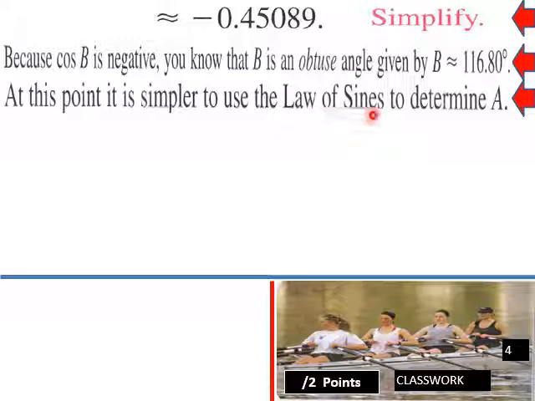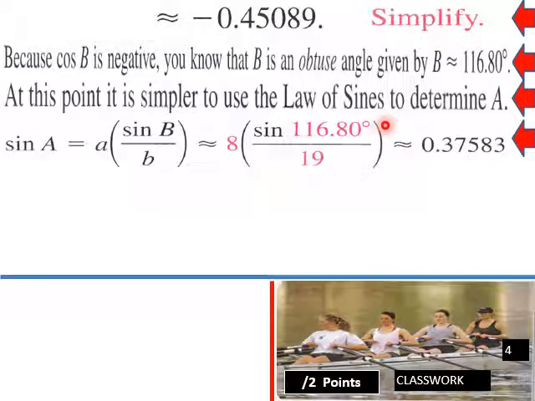At this point, it is simpler to use the law of sines to determine A. So now we can switch to law of sines. Now that we have one angle here, angle B, which is 116.80 degrees, and then we have our side here of b. We know a and we know b.